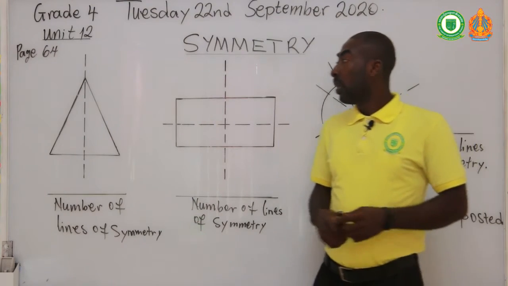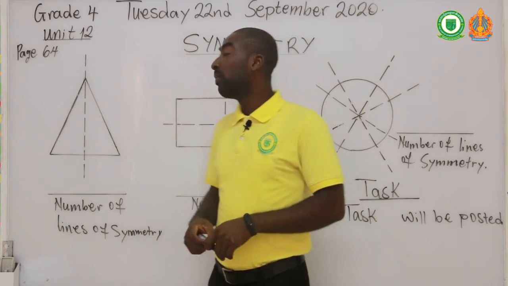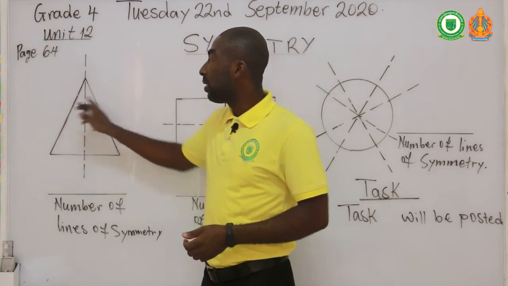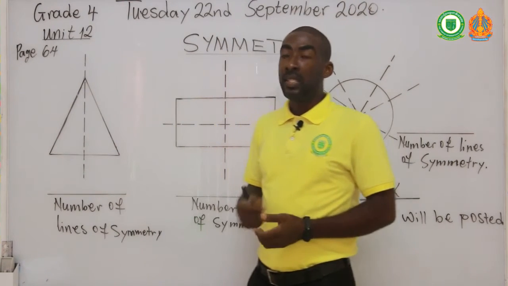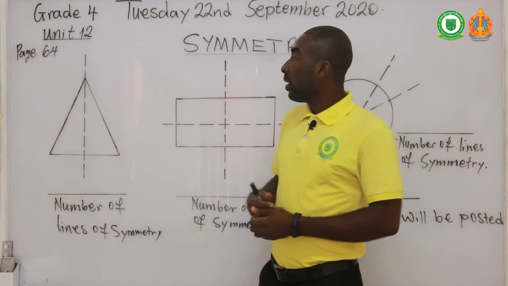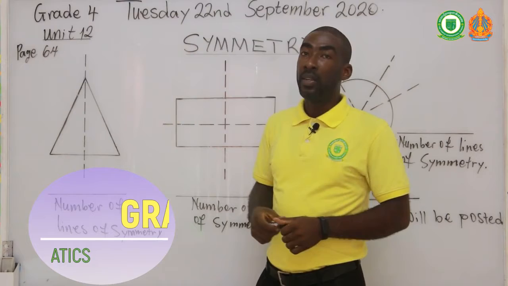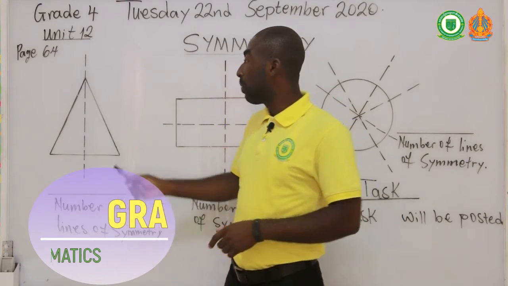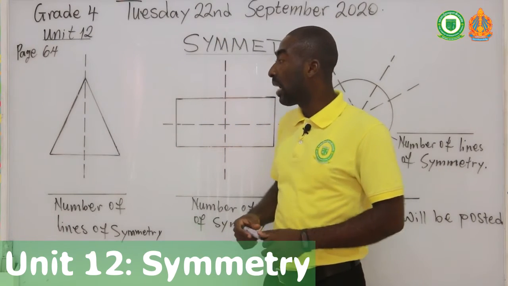You must always remember that your line of symmetry can be vertical, horizontal, or diagonal. We have an example of a triangle over here, and this triangle has two sides equal, and this side is different from the other sides. So this triangle can take only one line of symmetry. That means this half will be equal to the other half.